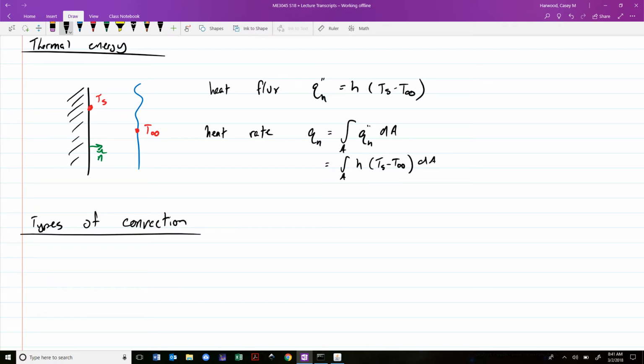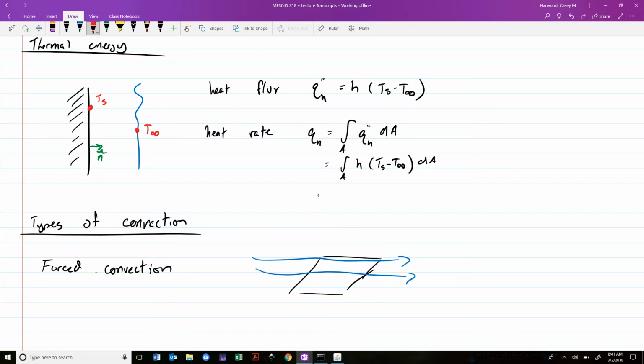So this is a little bit more review from that first week of class, right? Convection comes in a couple of different flavors. The first we'll go ahead and refer to as forced convection. And this occurs if you have some, let's say we have some surface here that has a fluid flowing past it. The idea is forced convection has fluid flow externally imposed.